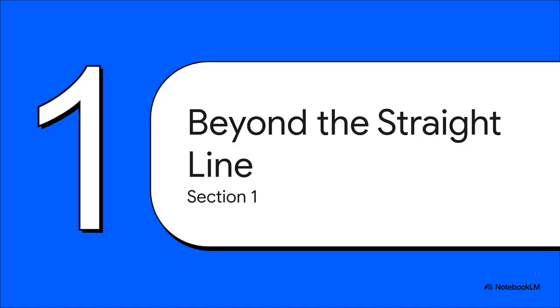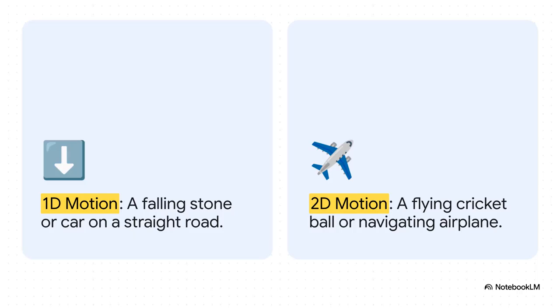Okay, section 1, beyond the straight line. I want you to imagine the physical world around you right now. Almost nothing moves in just a single simple dimension. On the left here, we've got your classic 1D motion. Textbook physics, like a stone dropping straight down, or a car just cruising along a perfectly straight road.